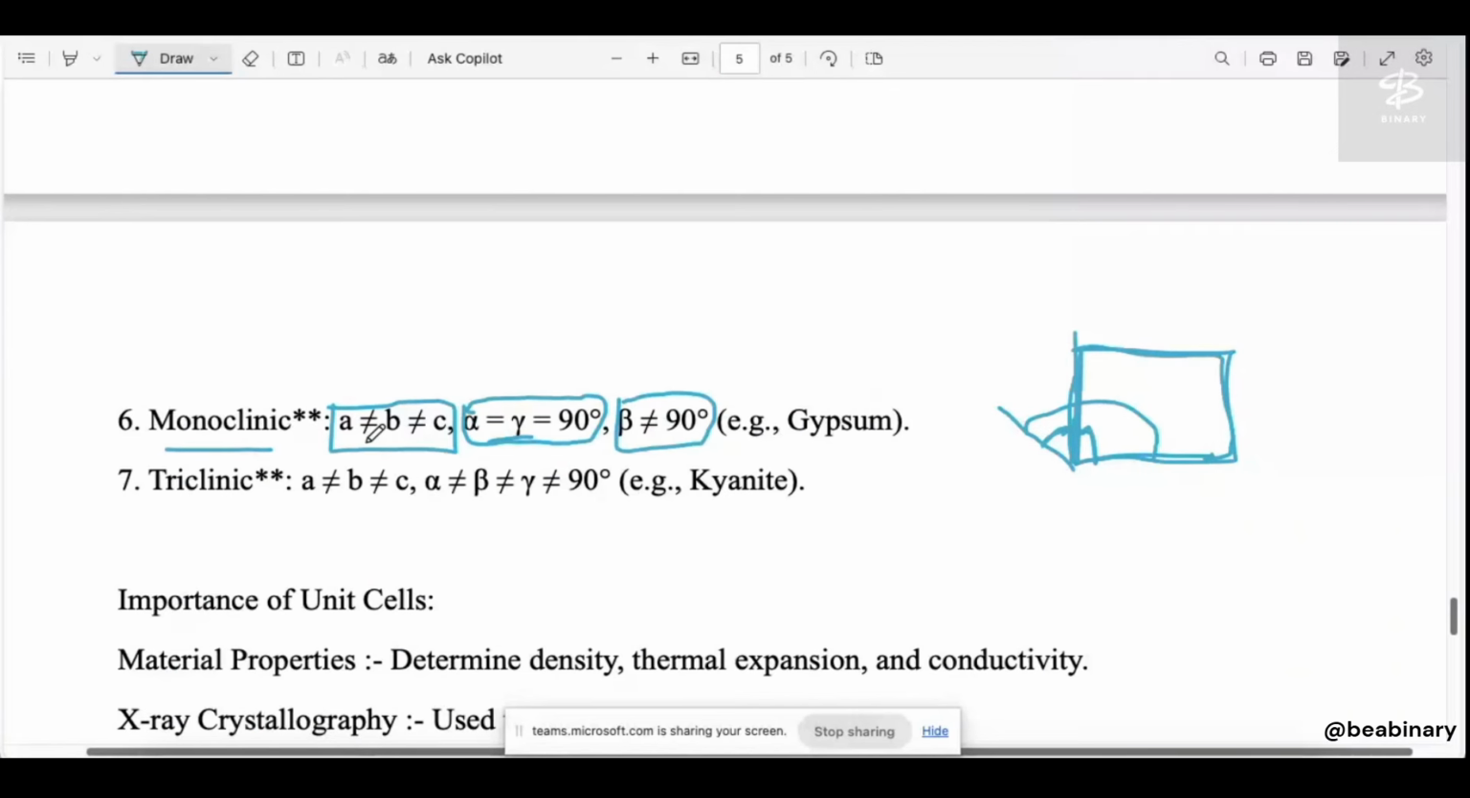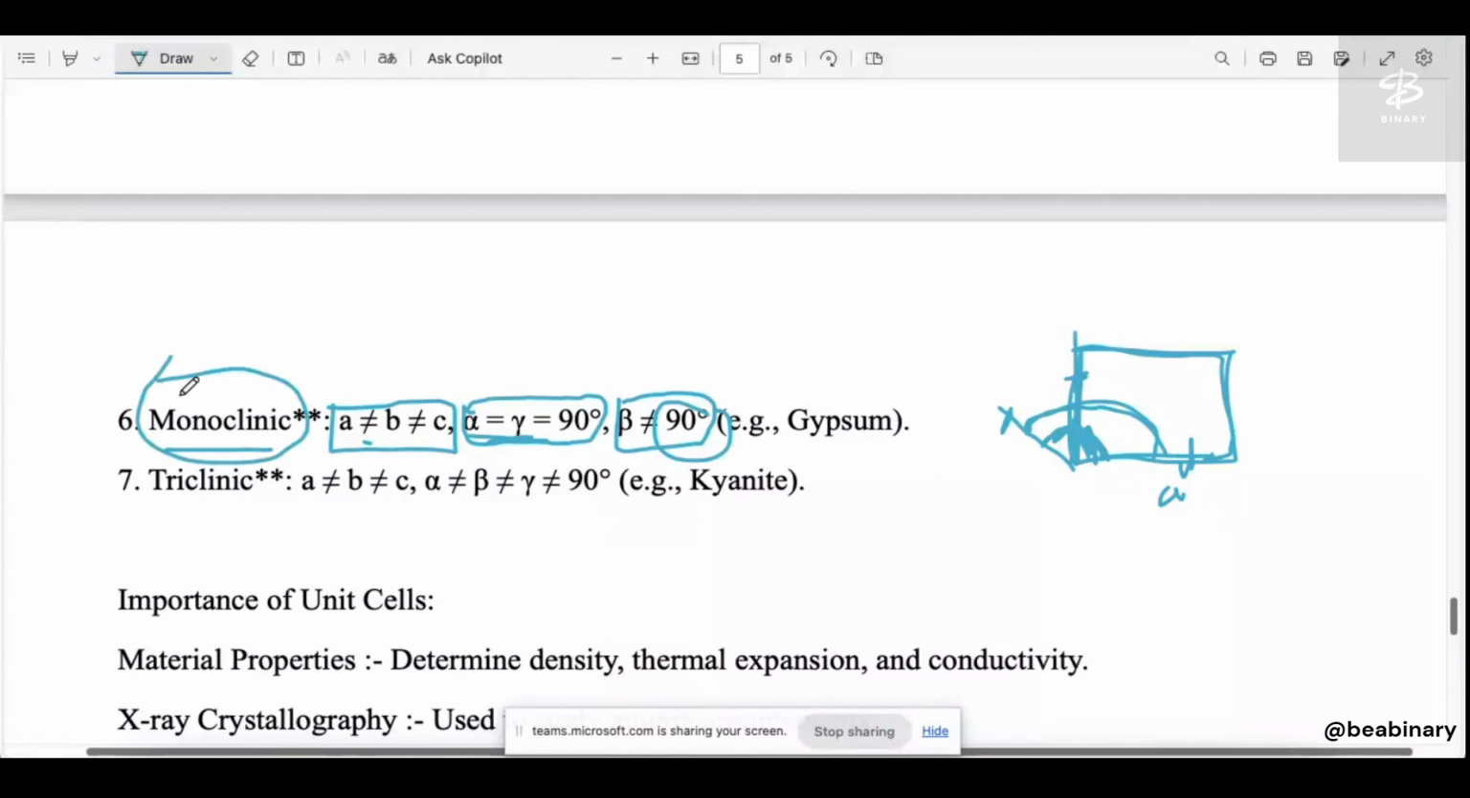So if we talk about A, B, C, this line is A, this line is B, this line is C. C is basically the height. How they are placed at the bottom is known as alpha, and how one of them is placed with the height is known as beta, and the third one is your gamma. So look, the height that has been taken is not at 90 degrees, right? Beta is not 90 degrees, but alpha and gamma are at 90 degrees. This is the case in monoclinic.